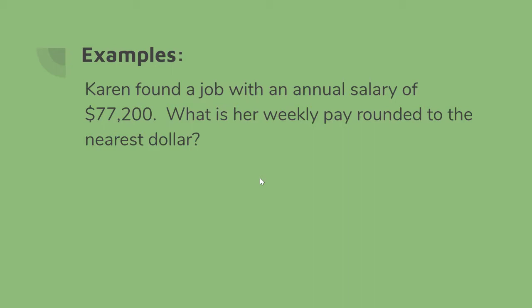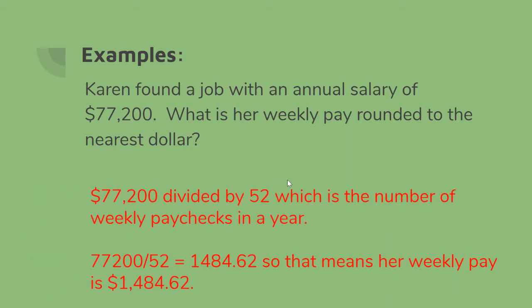How about Karen's weekly pay? So weekly pay, see if you can examine that one and find the answer. All right, hopefully you figured that out. 77,200 divided by 52, which again would be the number of weekly paychecks in a year, that would say that her weekly pay is $1,484.62.